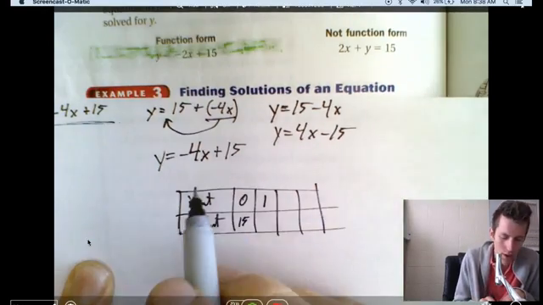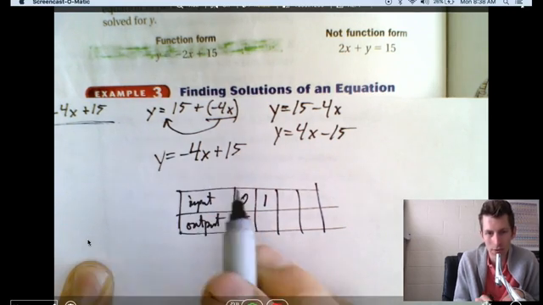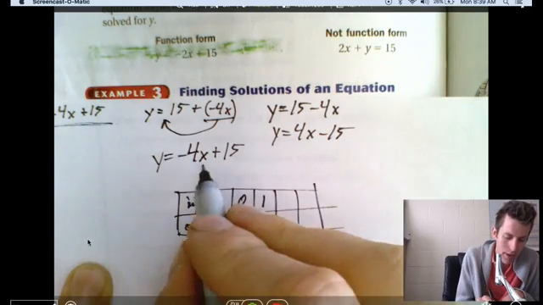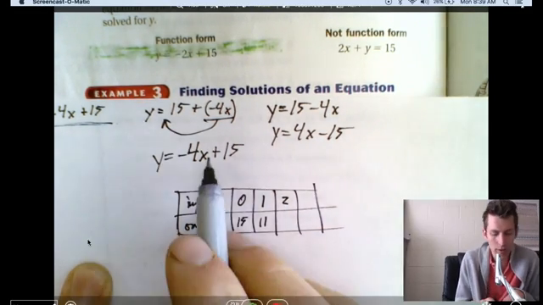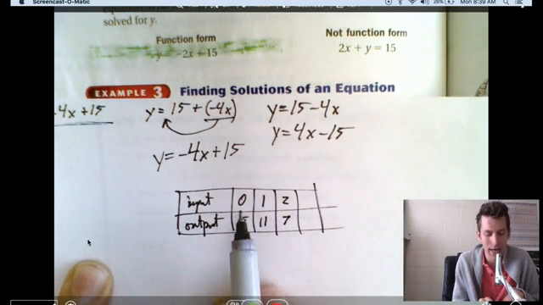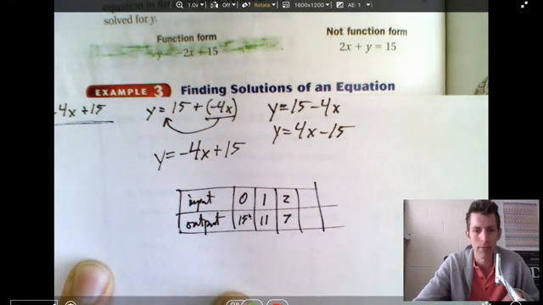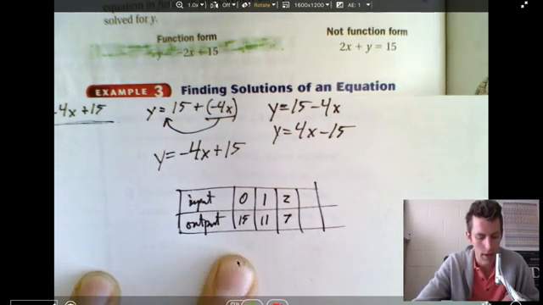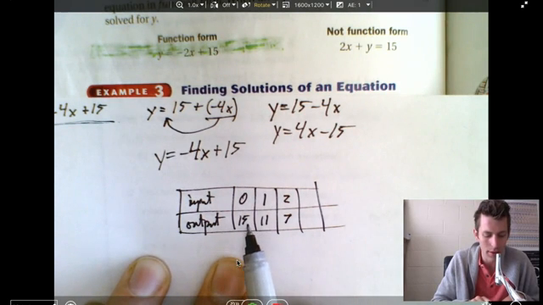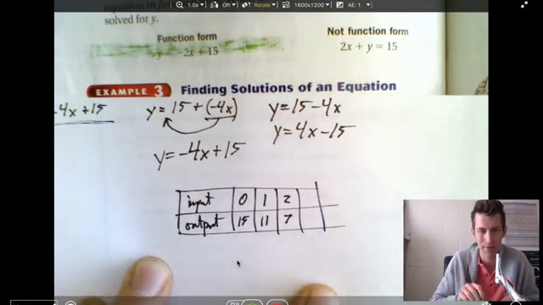If x is 1, what's negative 4 plus 15? Well, it's the same as 15 minus 4, so it's 11. Y would be 11. If this was 2, that would be negative 8. 15 minus 8 is 7. So as x gets bigger, y is getting 4 smaller every time.